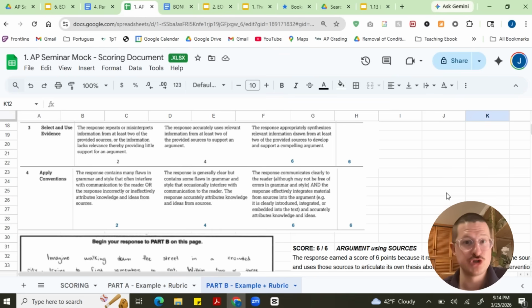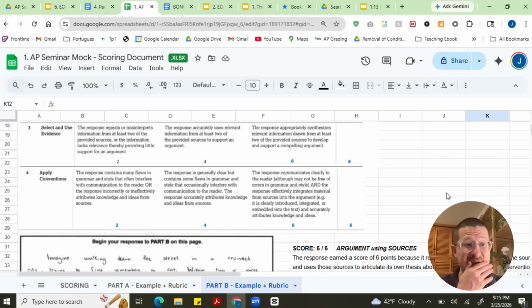Okay, number 2. The response contains many flaws in grammar and style that often interfere, or the response incorrectly or ineffectively attributes knowledge. So basically, you're not citing correctly, or it's just a hot mess. I'm an AP grader. Sometimes I have to give it a 2. I'm like, I don't know what they're saying. So clarity is important here.